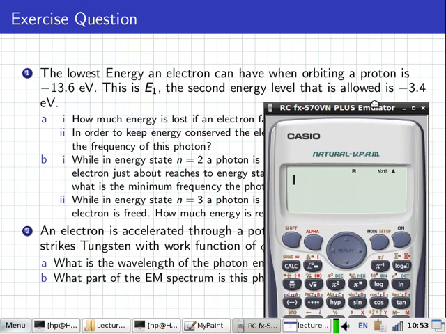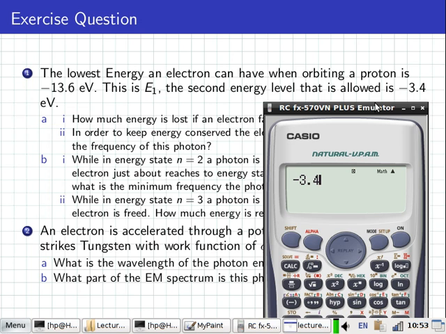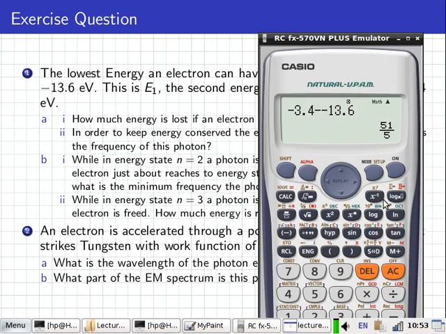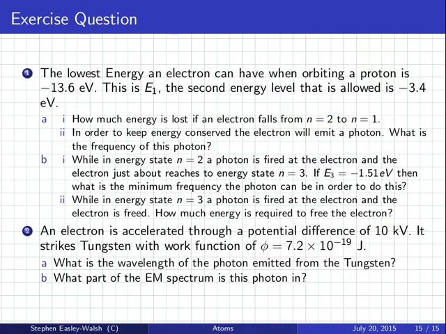Boom is minus 3.4, minus minus 13.6. The answer is 10.2 electron volts. Correct? In order to keep the energy conserved, the electron will emit a photon.